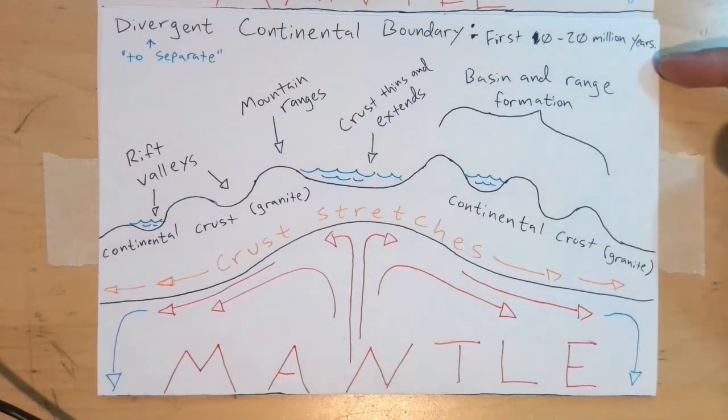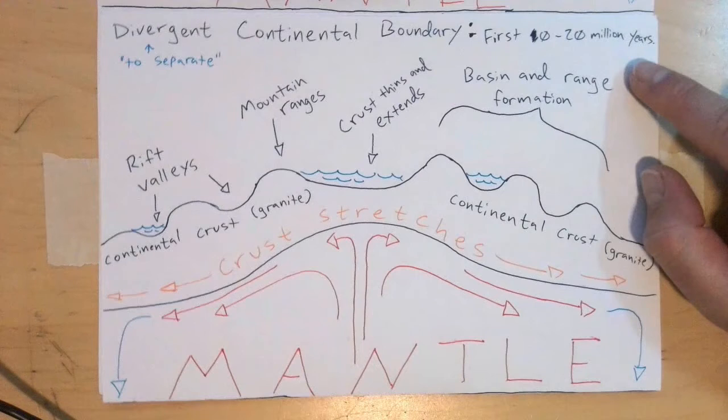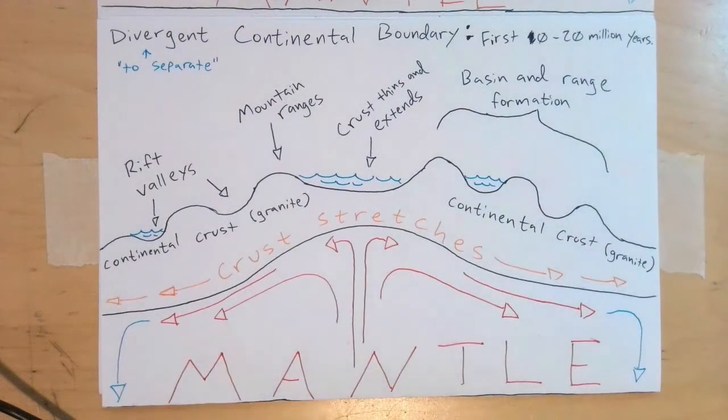Today's goal is going to be to draw a divergent continental boundary, but instead of showing what happens in the first 0 to about 20 million years, we want to see what happens if this process continues.